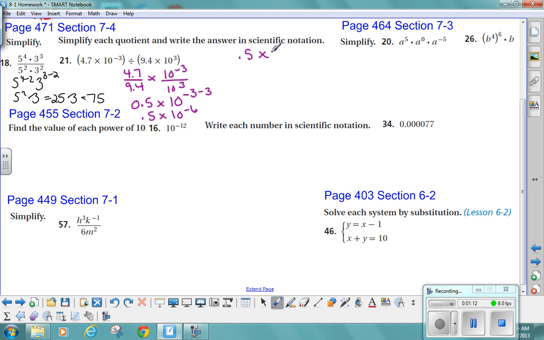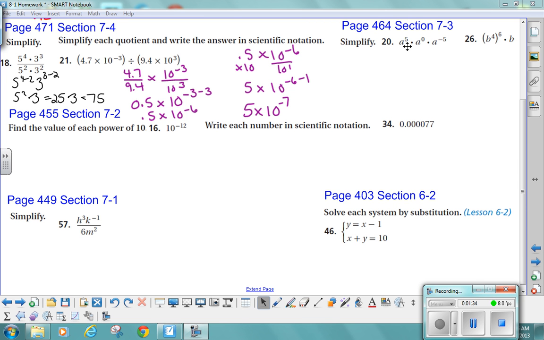So what you do is you multiply your 0.5 by 10 so that you get 5. But then to keep that balanced, you have to divide the other side by 10 to the first. So then you're going to keep the 10 and you're going to do negative 6 minus 1. So you end up with 5 times 10 to the negative 7th.